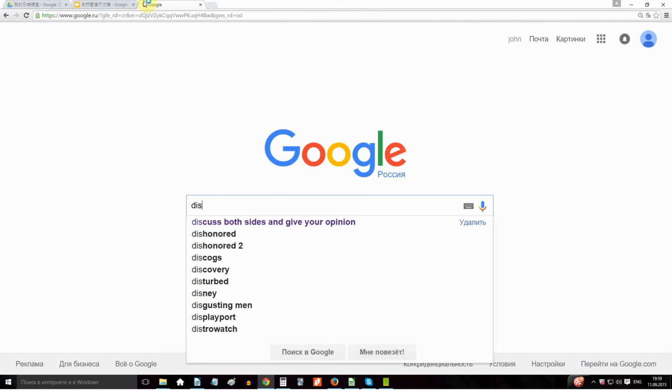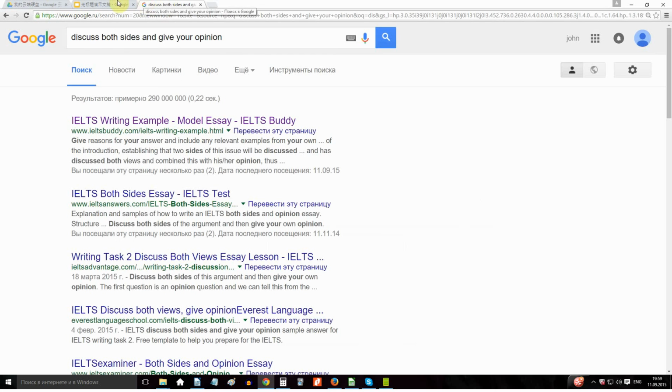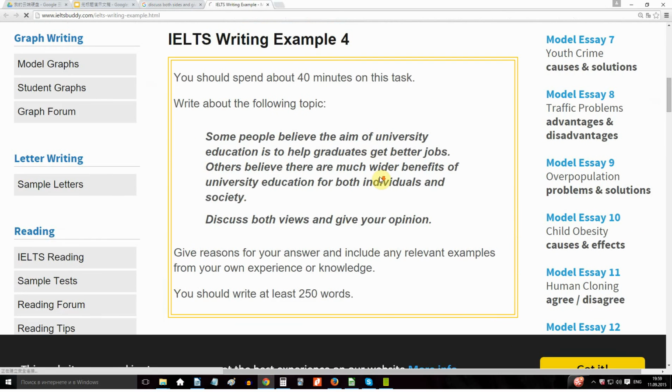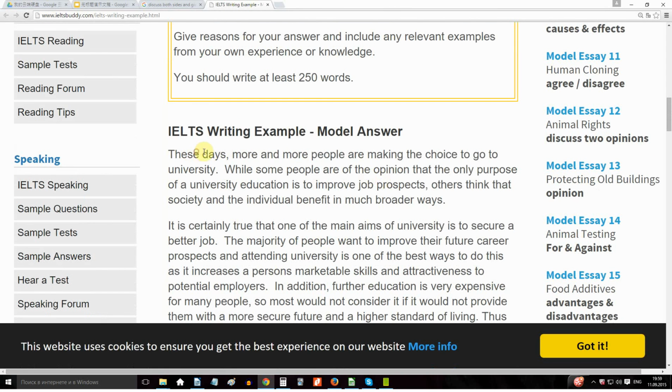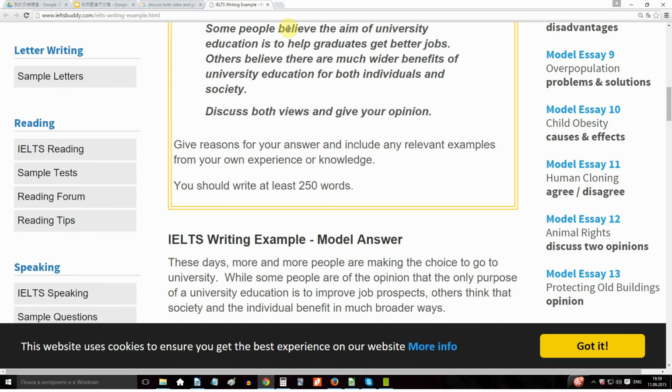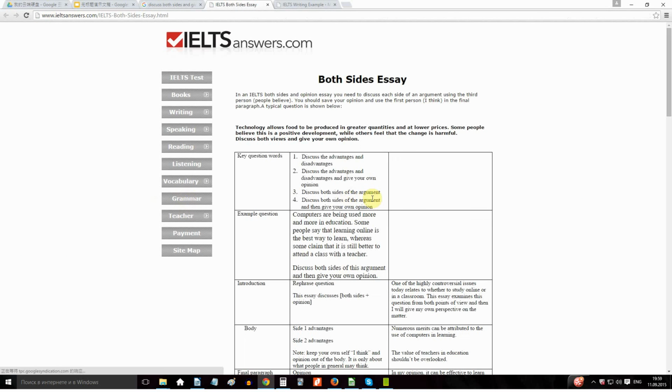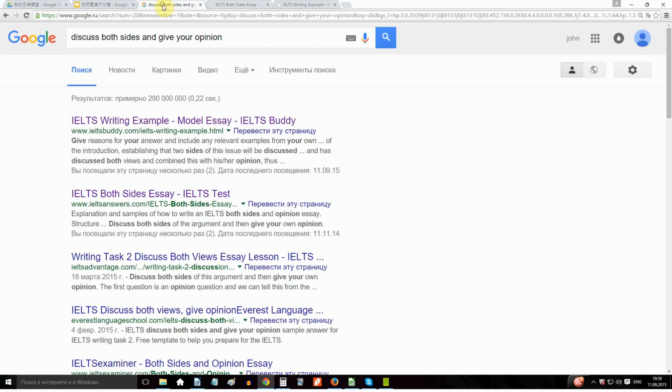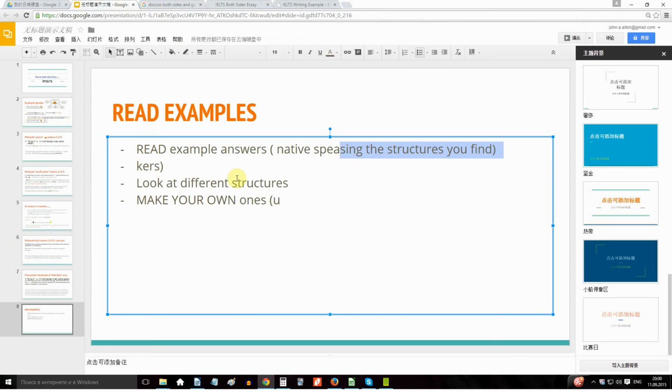For example, you can go to Google or another search engine, put discuss both sides, give your opinion. Here's one model essay. You come down and you read it here. These days, more and more people are making the choice to go to university. So that's the general topic here. It's about university. Come down, click on that one there, example question, and here's the introduction that you can use. So read lots of different introductions for this type of essay and make your own introduction.